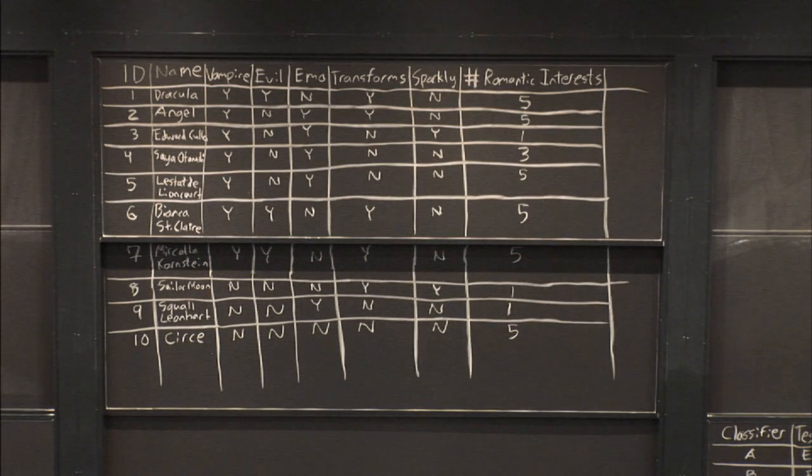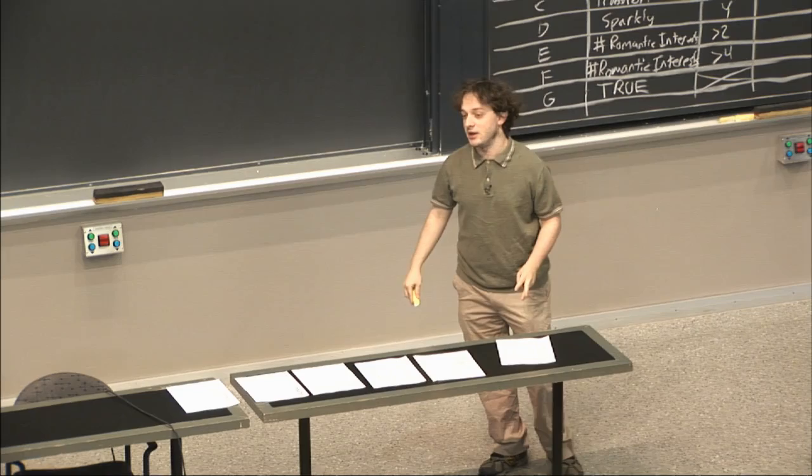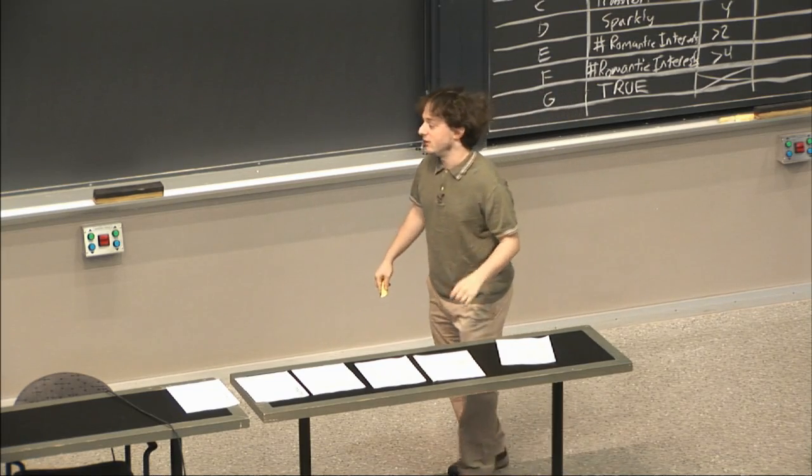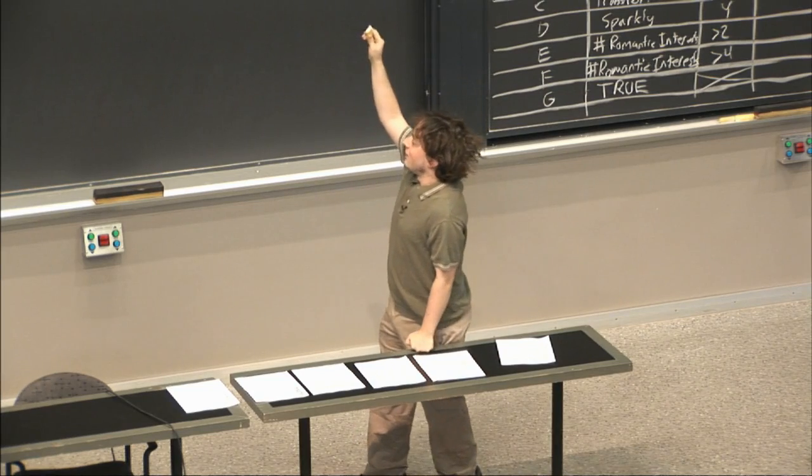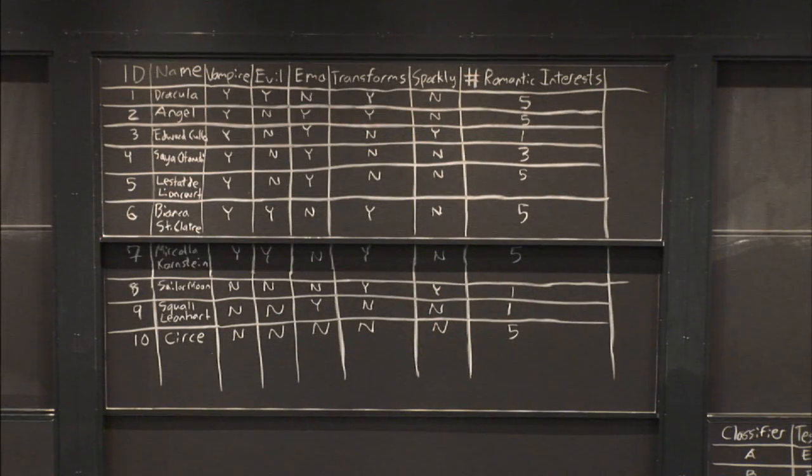So, for instance, on the one hand, you have Dracula, who's evil, but he's not emo. He can transform into a bat or a cloud of mist. He does not sparkle, and he has 5 romantic interests: those 3 vampire chicks at the beginning, Wilhelmina Murray and Lucy Westenra. On the other hand, you have Squall Leonhart, the protagonist of Final Fantasy VIII, who is extremely emo and doesn't have any of the other characteristics. And he's not a vampire. However, he's a nice counterexample for a possible rule that all emo people are vampires, because he's very, very emo and he's not a vampire.